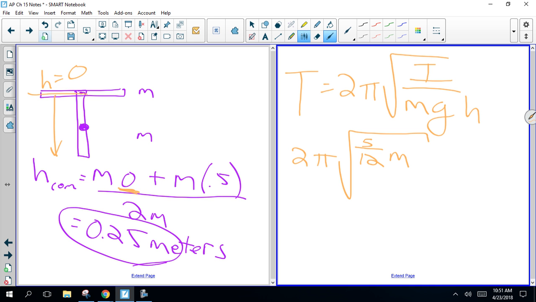Sorry, if you missed that here, that's T. I think I had it as I before. All right, over mgh, right? What does m represent here?